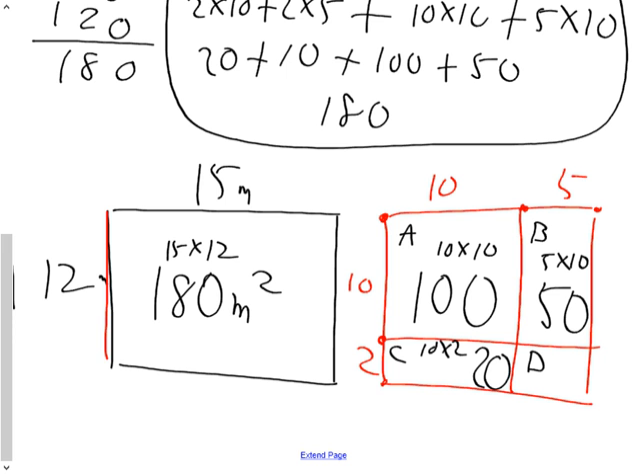And finally, the last one, what are the dimensions of D? 5 times 2, good, which is 10. If I add those 4 areas together, what would I get? I'd still get my 180 square meters. Does everyone see that? Okay.